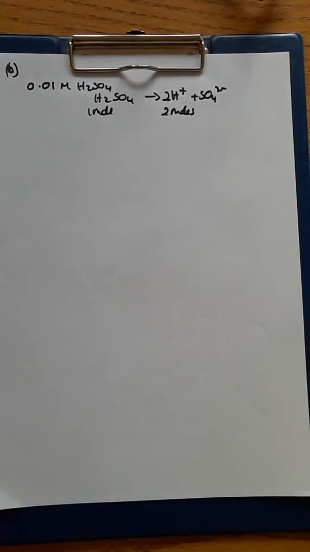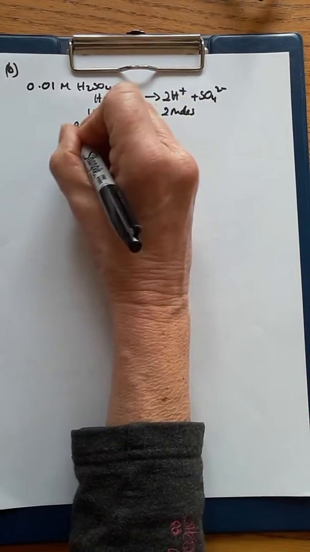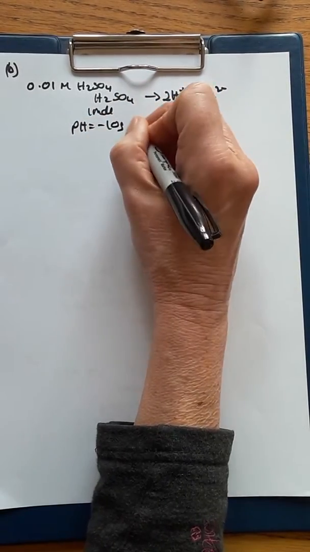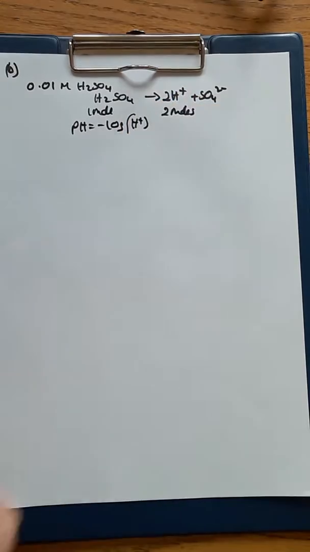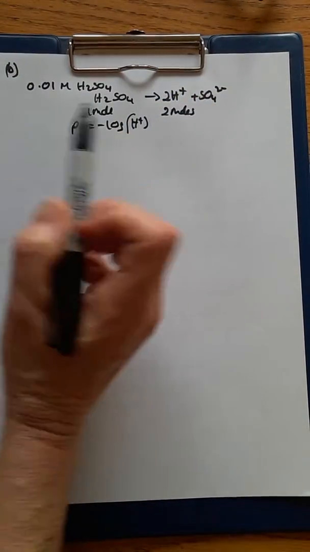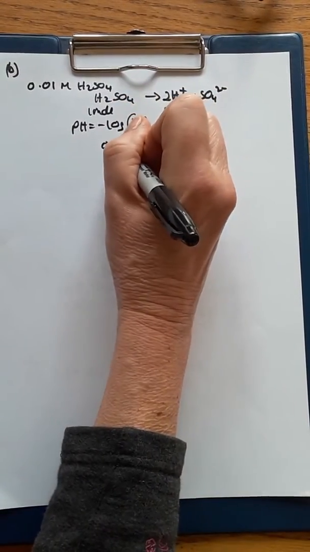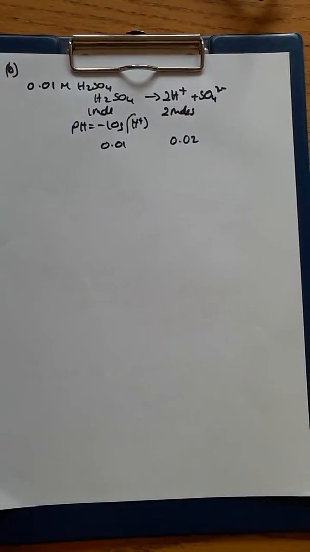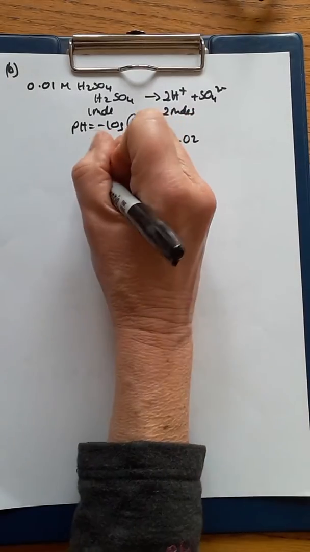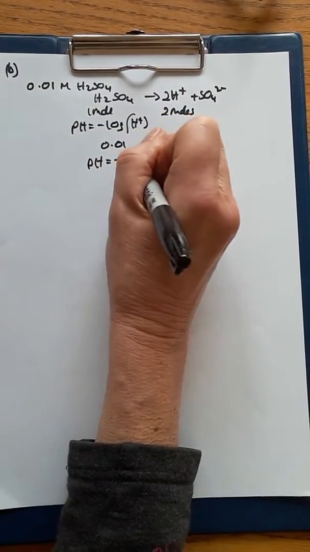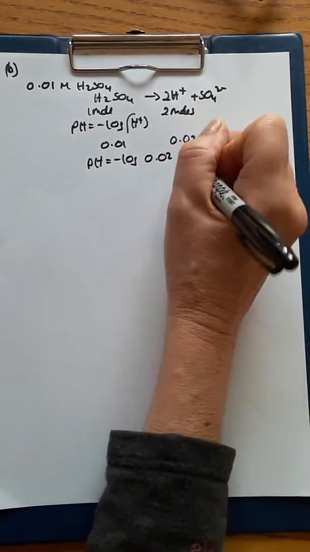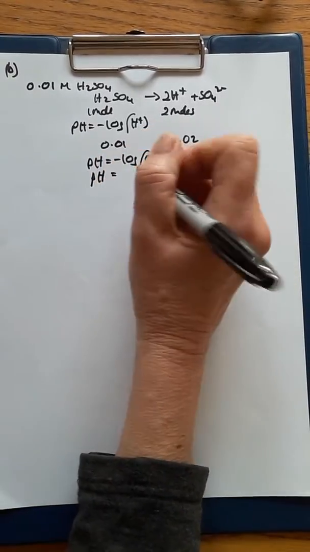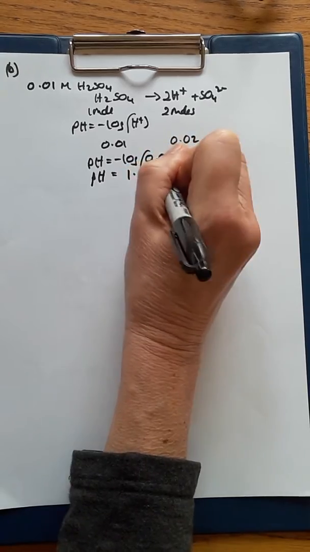Okay, that means that my pH is minus the log of H plus concentration. In this particular case, I had 0.01 moles, which is going to produce twice as many H pluses, 0.02 moles of H pluses. So my pH is minus the log of 0.02. And when you put that into your calculator, you get a pH of 1.699.